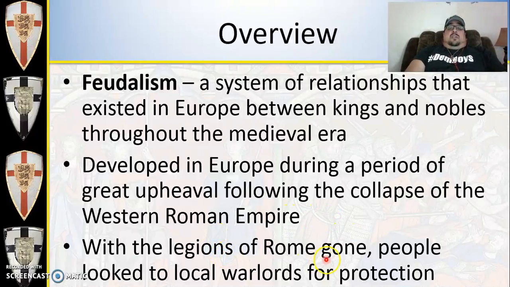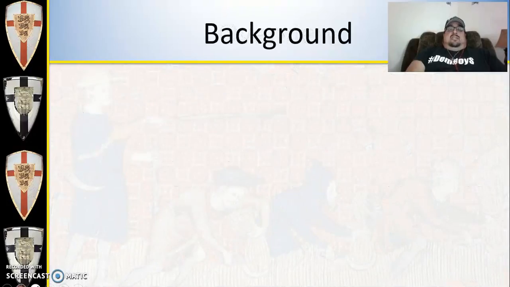With the legions of Rome gone, people looked to local warlords for protection. So here, warlords, if you look at today's society, warlords can be paired with, it's really sad to say, but like gang territory, people who watched over those particular areas. So these warlords would be looking at local regions to protect certain people for trade, for money, to help for their protection.